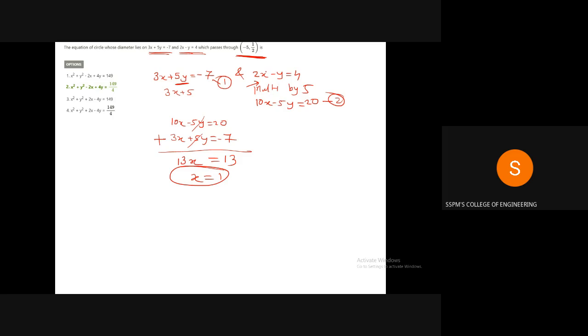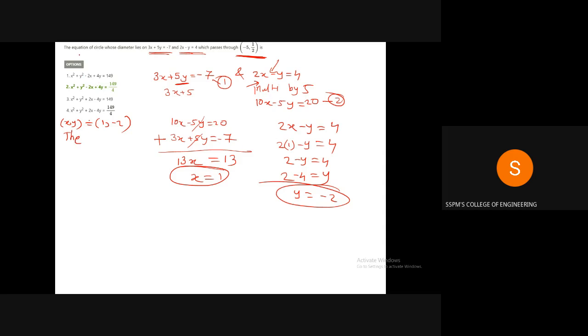Again we will put this in this equation. So 2x minus y is equal to what? 4. So when x is equal to 1 is put in this equation, we have 2 into 1 minus y is equal to 4. So 2 minus y is equal to 4, that is 2 minus 4 is equal to y, that is y is equal to minus 2. So x comma y is equal to what? It is equal to 1 comma minus 2.